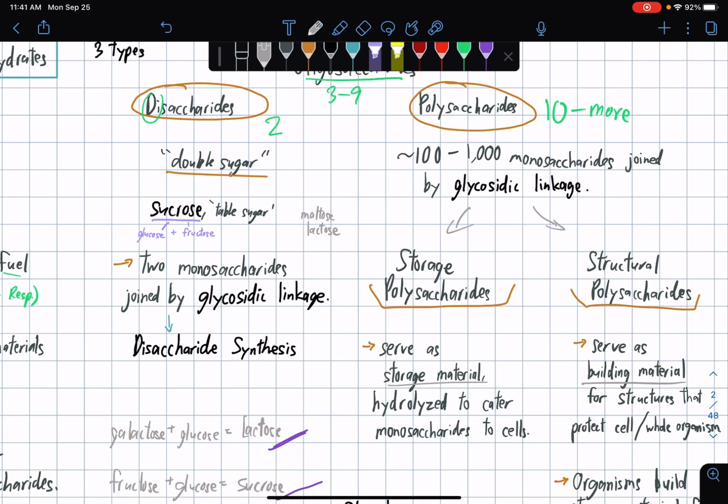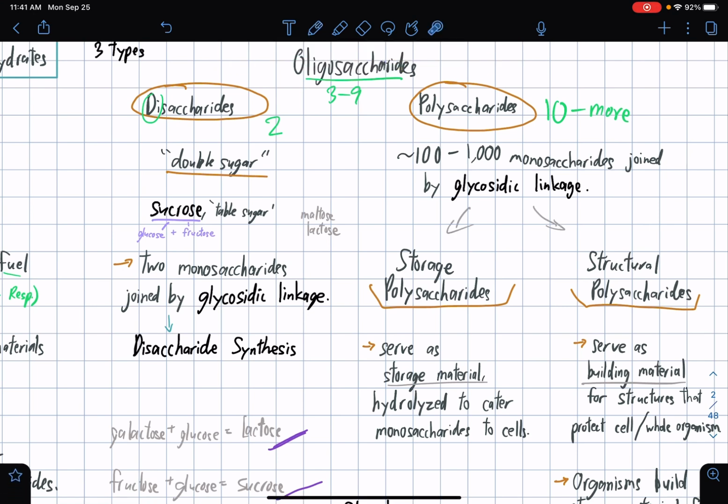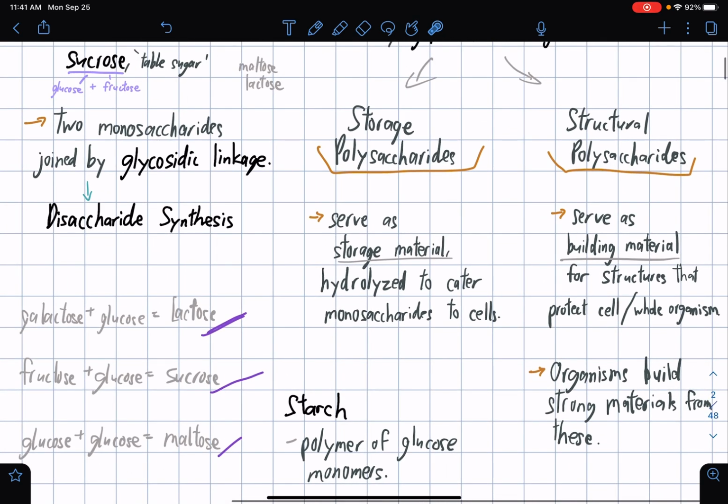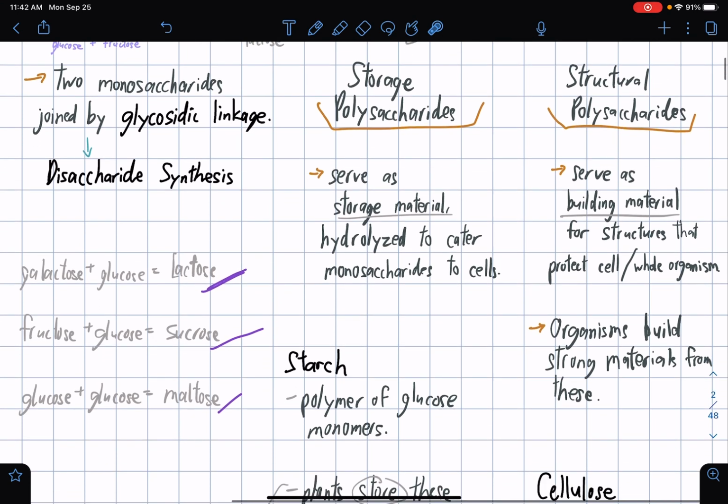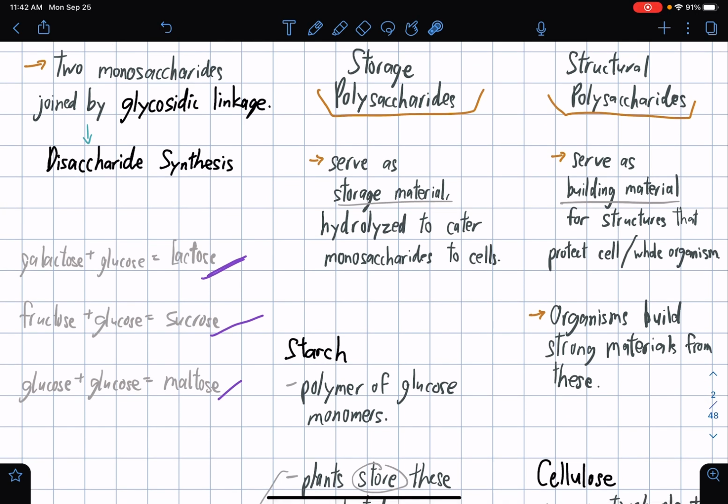We have storage polysaccharides and structure polysaccharides. For storage, literally from the word storage, it basically serves as storage material hydrolyzed to cater monosaccharides to cells. Again, in order for cells to function, they need monosaccharides, they need fuel. Our body needs carbohydrates because carbohydrates are an important source of instant energy. So yeah, athletes need more carbohydrates than the normal person.